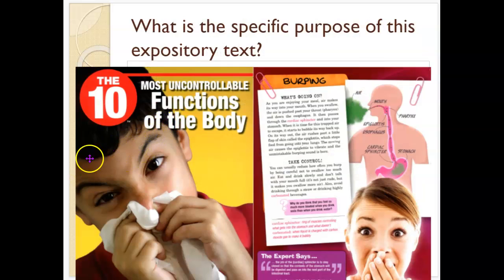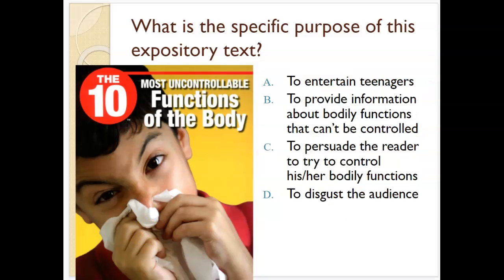So let's take a look at this text and let's figure out what is the specific purpose of this expository text. So we're talking about the book. Okay, so the book is called The 10 Most Uncontrollable Functions of the Body. We want to look at the title. We want to look at the text here. This is an example of an uncontrollable function of the body. And then, so let's figure it out from our choices. What is the specific purpose of this book, The 10 Most Uncontrollable Functions in the Body?